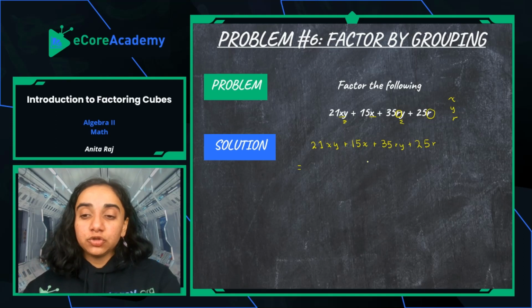Next thing we want to do is group these. So what I would do is look at these and think, how am I going to group them? Do I need to rearrange this polynomial so I'm grouping two terms that are not next to each other right now?